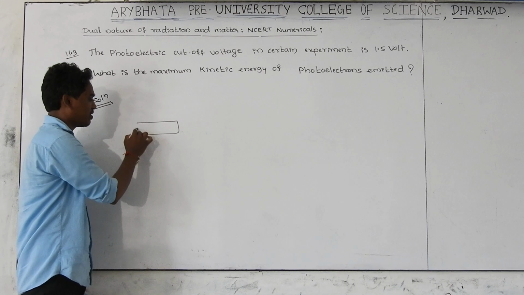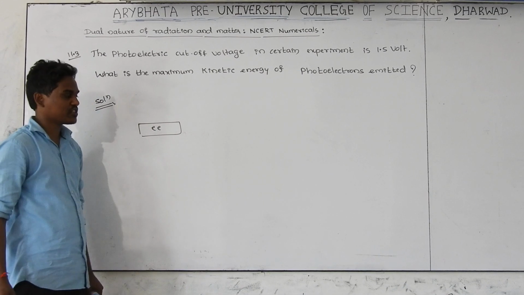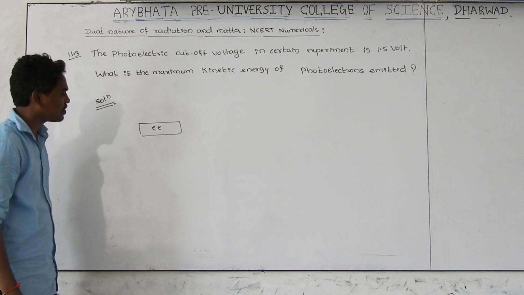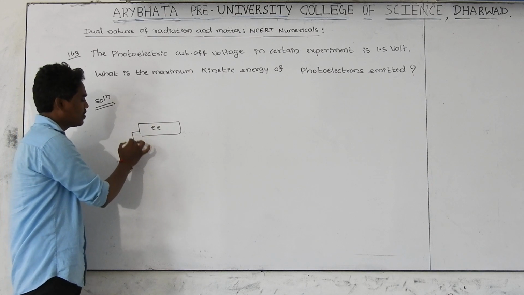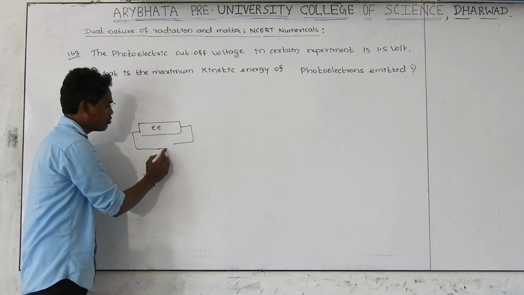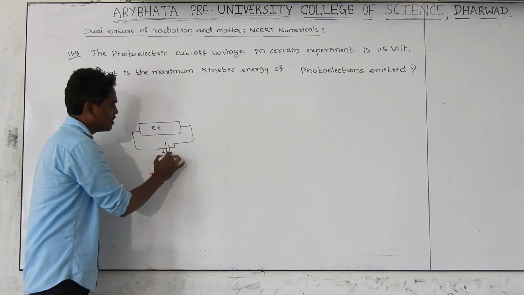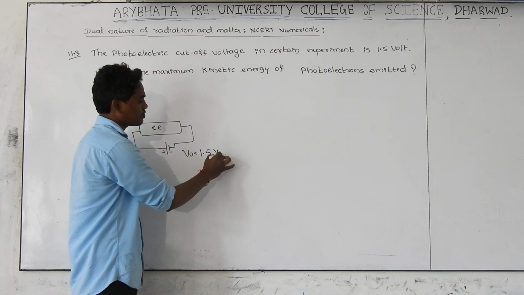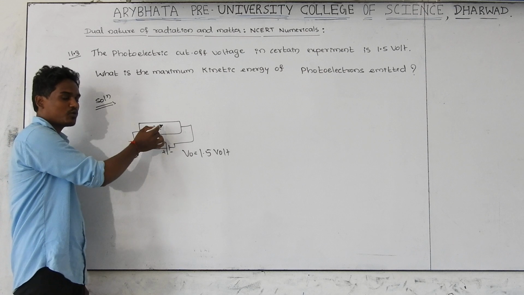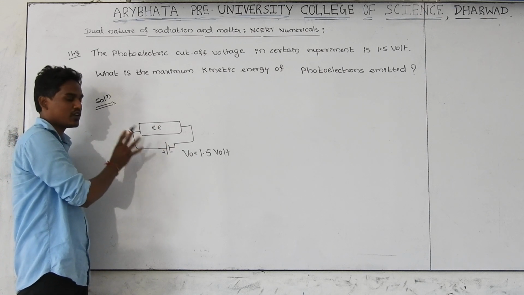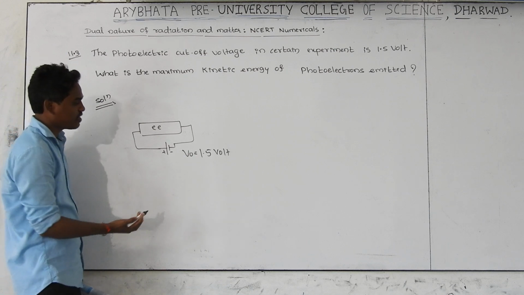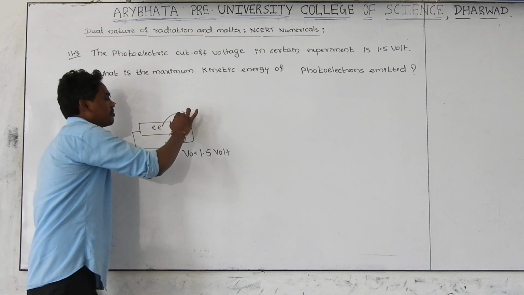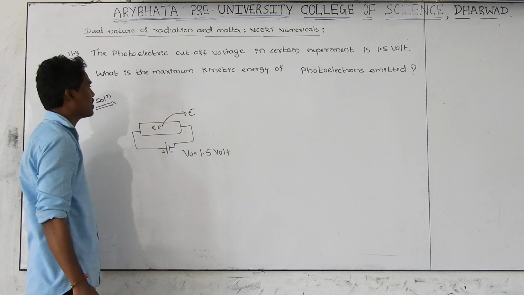Let us consider this is the metal. In order to emit the electron from the surface of the metal by using light energy, we call this process the photoelectric effect. In order to emit this electron from the surface of the metal, they use the potential difference from the battery, that is V naught, which is given as 1.5 volt. How much voltage they use here? That is 1.5 volt. Then the electron is emitting from the surface of the metal.